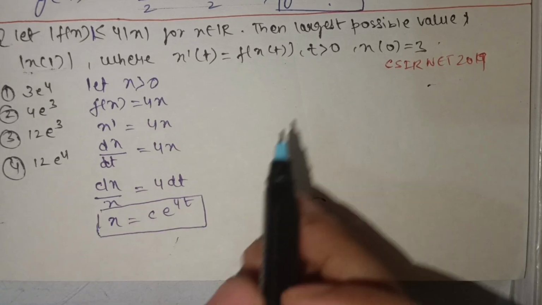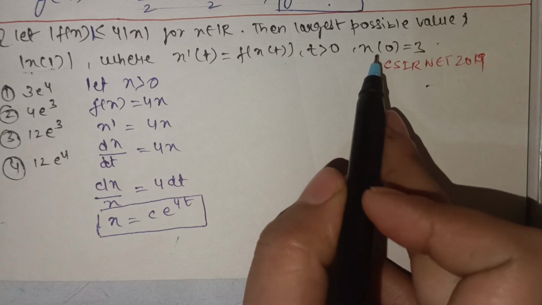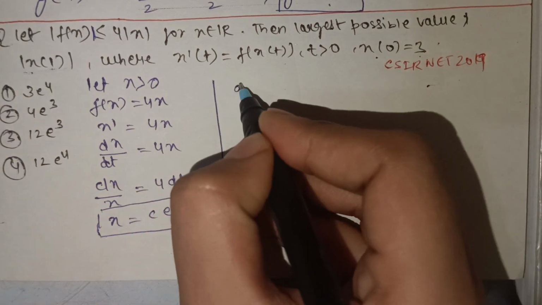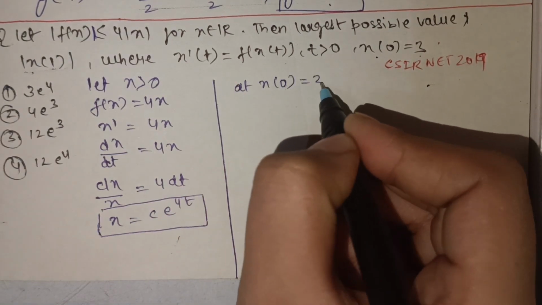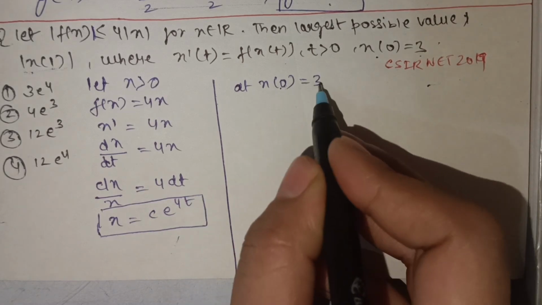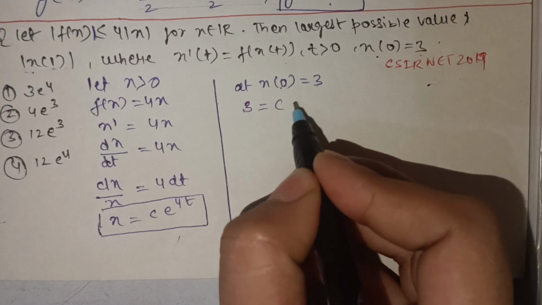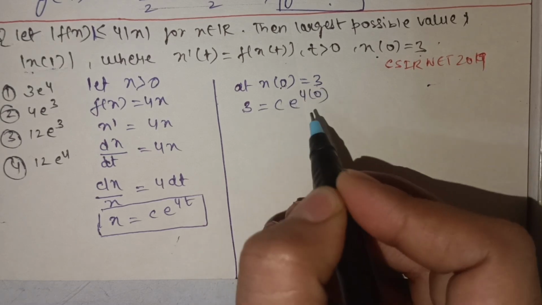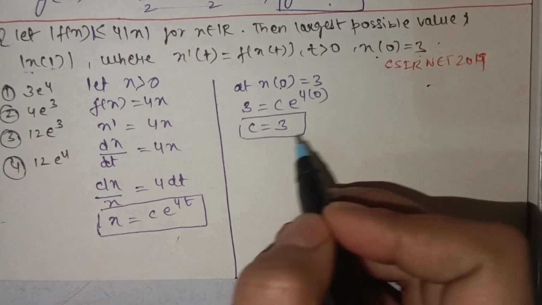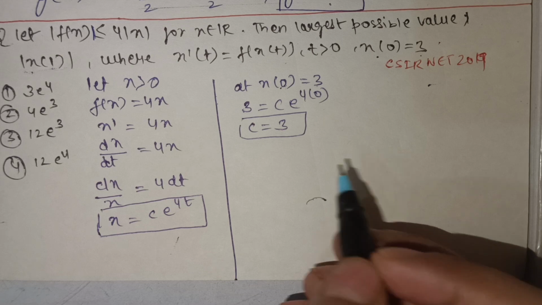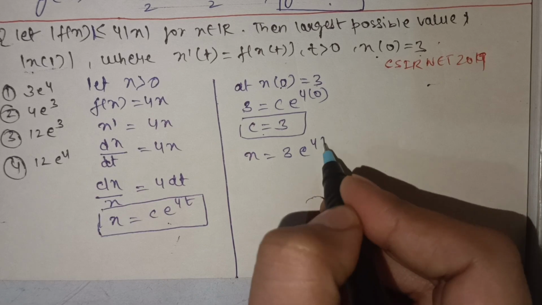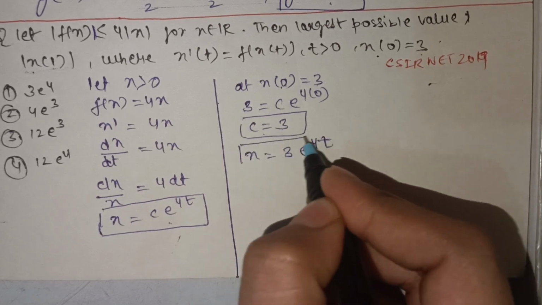Now we will put the condition here. What condition? x(0) is equal to 3. So see here, at x(0) is equal to 3, we have to put the value of t equal to 0 at x equal to 3. So 3 is equal to c e to the power 4 times 0, that is, e to the power 0 is equal to 1, so c is equal to 3. Now put the value of c here, we get x is equal to 3 e to the power 4t. So this is the solution.